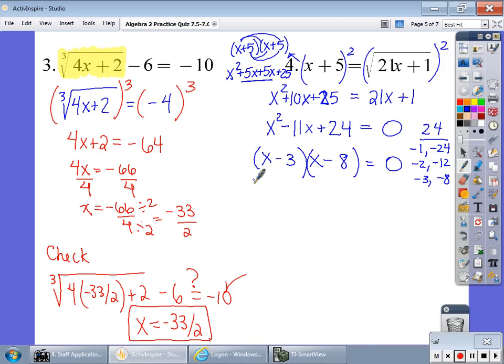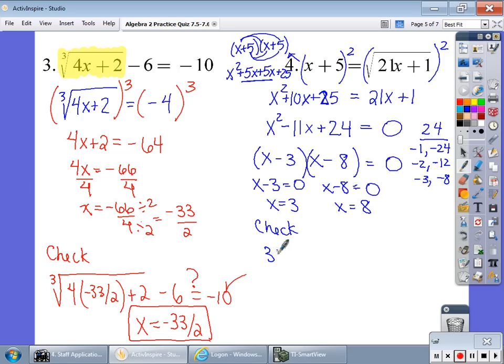Now set both pieces equal to 0. So add 3 to both sides, x is equal to 3. Add 8 to both sides, x is equal to 8. But now we need to check. Checking, we're going to plug 3 into our original formula here.